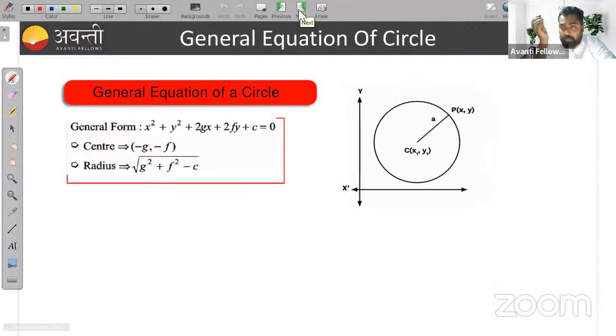Now already we know what is the general equation of circle, that is x square plus y square plus 2gx plus 2fy plus c is equal to 0, where the center is minus g, minus f and the radius is under root of g square plus f square minus c. So this is actually the general form of the circle. Is that clear to everyone?